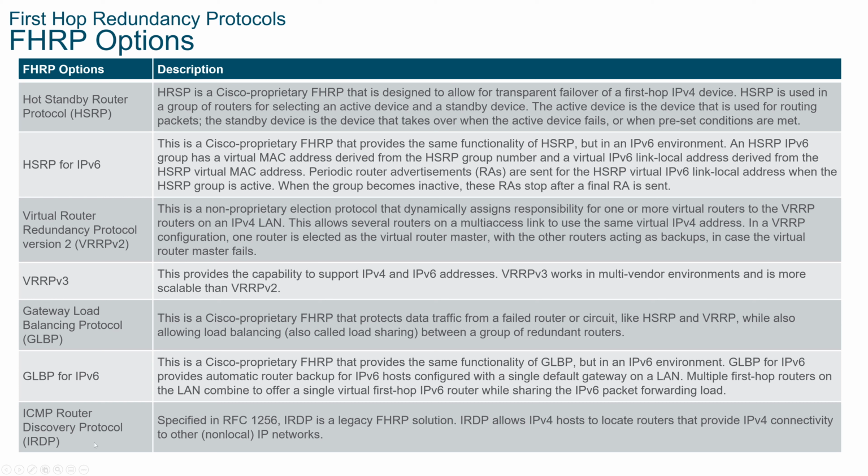ICMP Router Discovery Protocol, also known as IRDP, is an international standard, RFC 1256. It is a legacy FHRP solution, and IRDP allows IPv4 hosts to locate routers that provide IPv4 connectivity to other non-local IP networks. As I mentioned before, next we will be looking at HSRP in a little bit more depth so that you have a better idea about how that works.